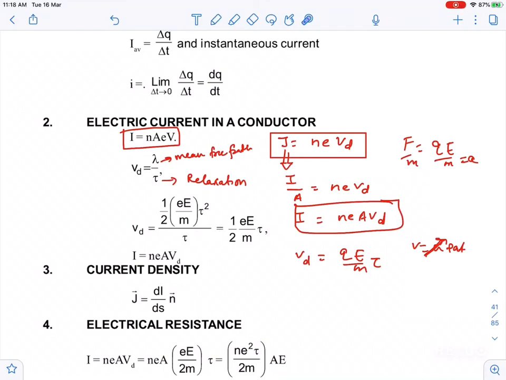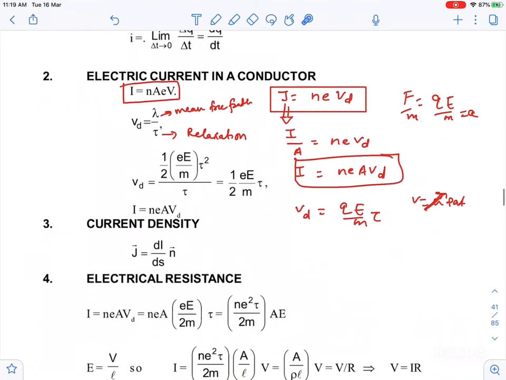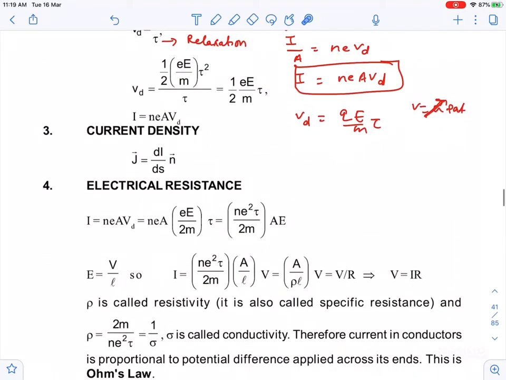There is a mistake in this slide also, and the same mistake is repeated in HCV. This is not half of this, guys. This is E by m into tau. That's why I have written it separately. This is the drift velocity: QE by m into tau.